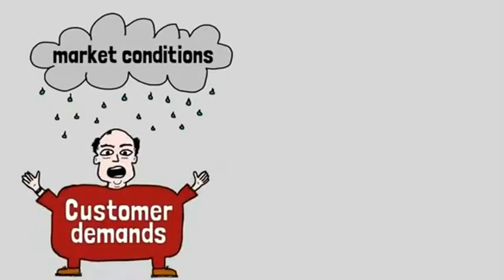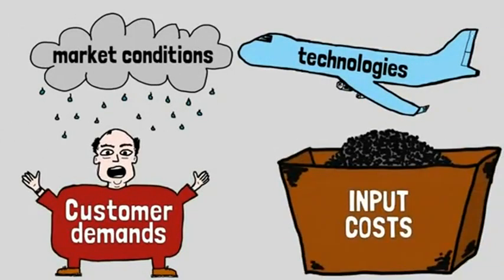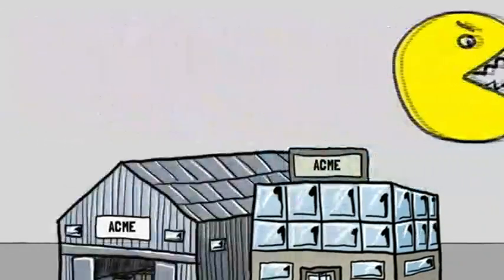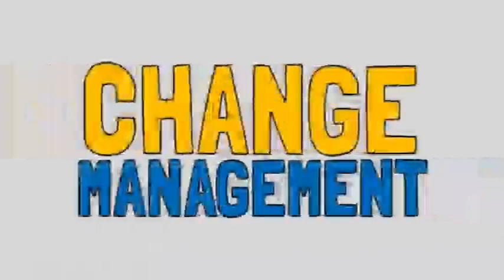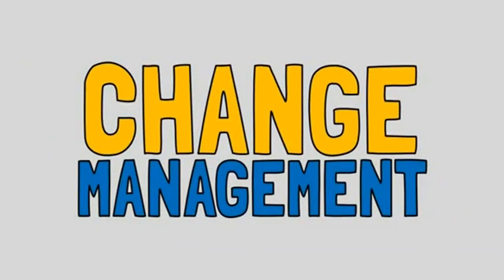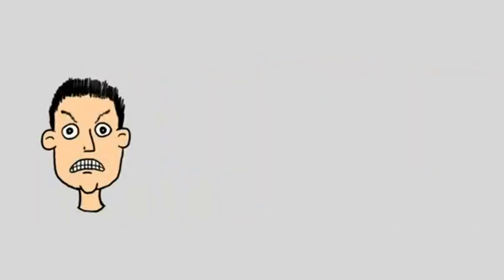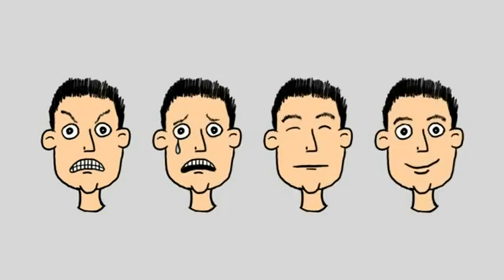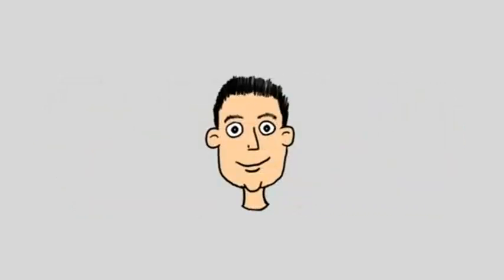Modern organizations face constantly varying market conditions, customer demands, technologies, input costs, and competition. They must adapt to these shifting forces to avoid being eaten up. Change management is managing the impact that these crucial adaptations can have on an organization's people. 4 typical responses to change are the critic who opposes the change, the victim who panics, the bystander who ignores the change, and the navigator who's empowered to work with changing circumstances. The challenge for managers is to help people become navigators.